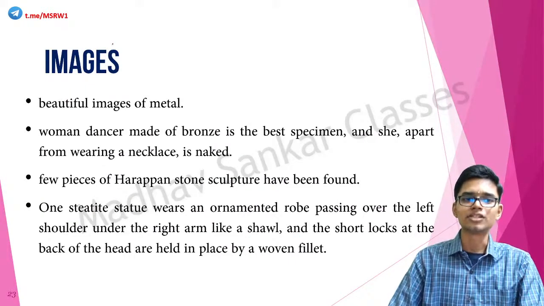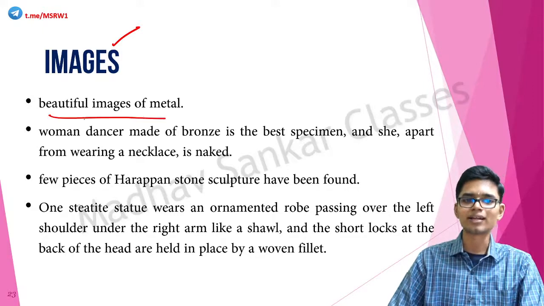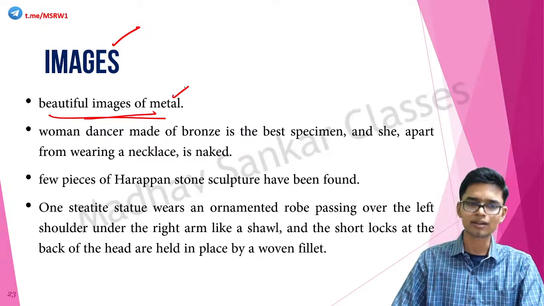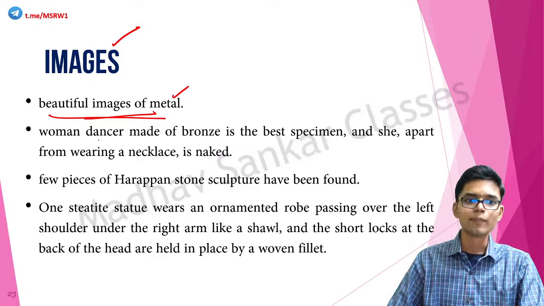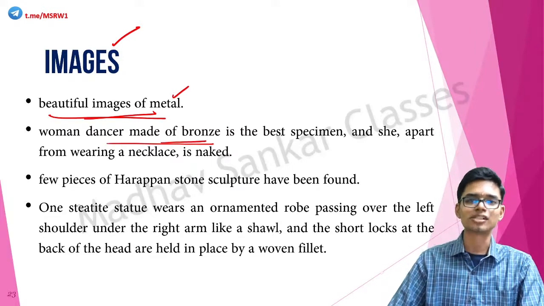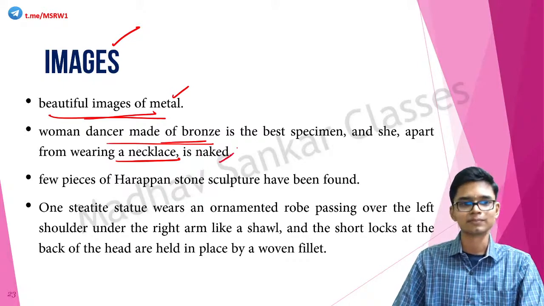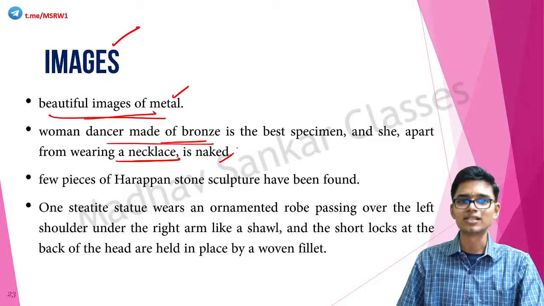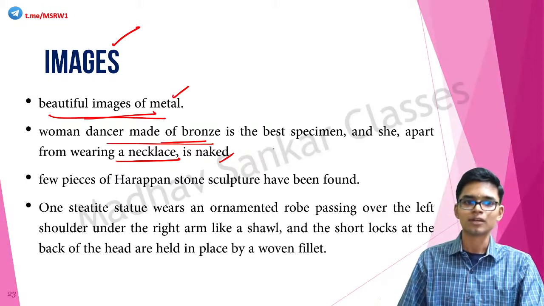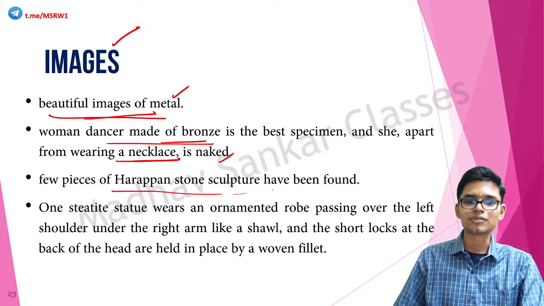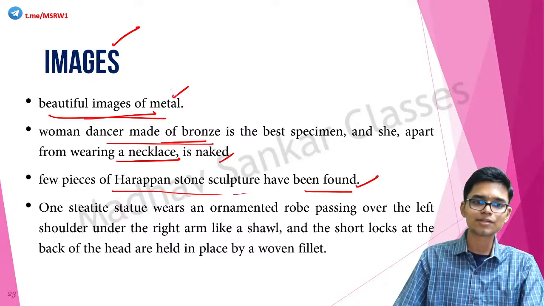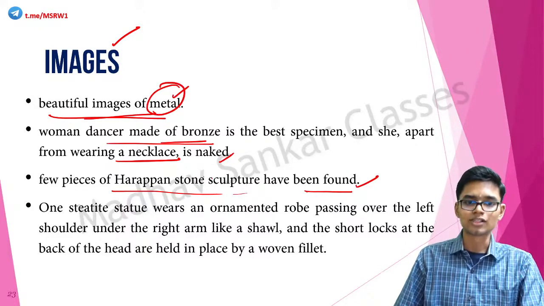Now comes images. Plenty of images. Very beautiful images of metal have been found from Harappa, particularly in bronze. The woman dancer made of bronze is the best specimen, and she, apart from wearing a necklace, is presented as a naked figure. So obviously we have evidence of beautiful images made of metal. A few pieces of Harappan stone sculpture have also been found. So metallic sculptures are there, and stone sculptures are also found.